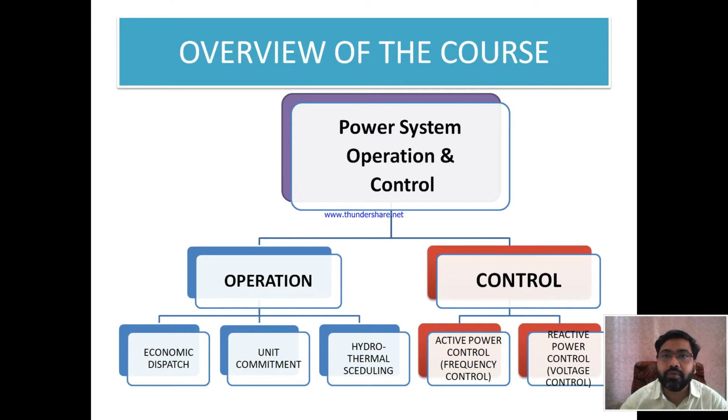Here is the overview of the series. Power system operation and control is classified into two categories: power system operation and power system control. Power system operation is further classified into three topics: economic dispatch, unit commitment, and hydrothermal scheduling. The power system control, on the other hand, deals with frequency control and voltage control.